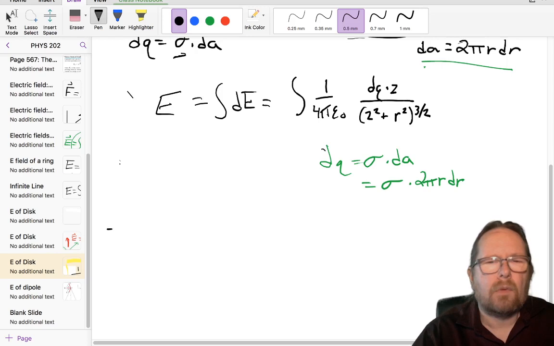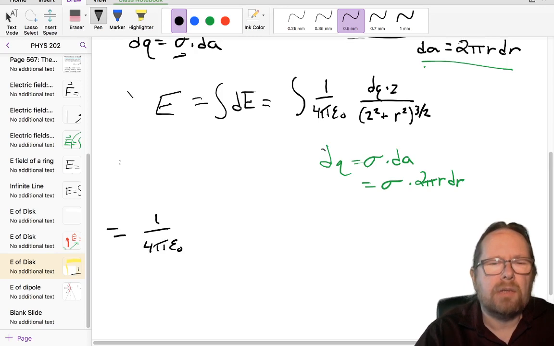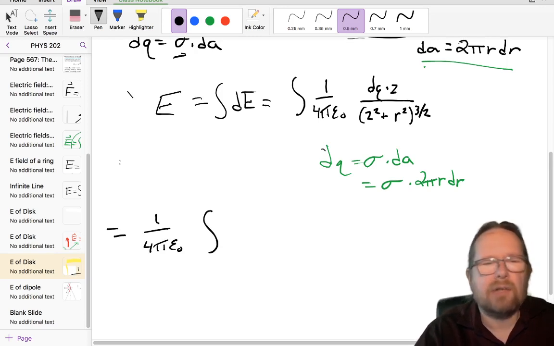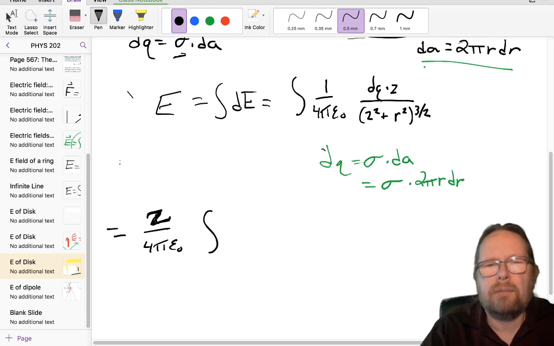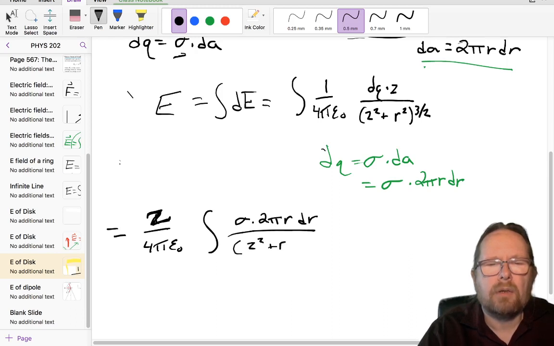Okay, so this integral becomes, what have we got? 1 over 4 pi epsilon naught can come out front, times the integral. Z is actually a constant, that can come out front too. Our distance from that ring doesn't change as we integrate outward. Sigma times 2 pi r dr over z squared plus r squared to the 3 halves.